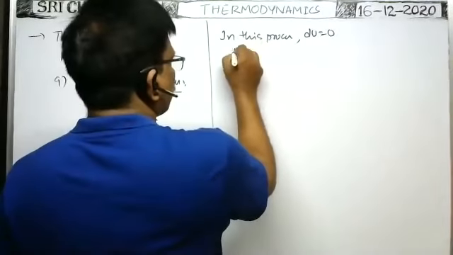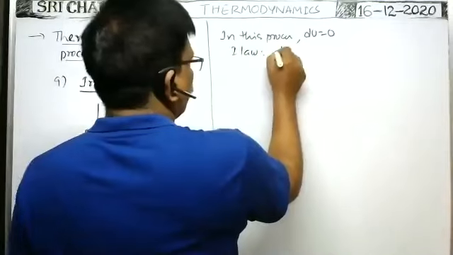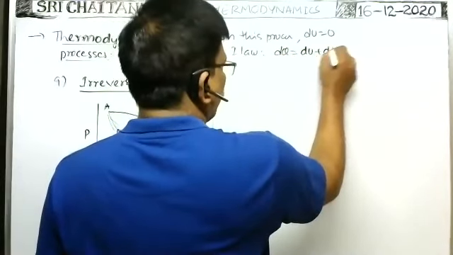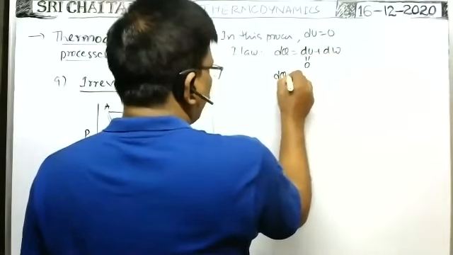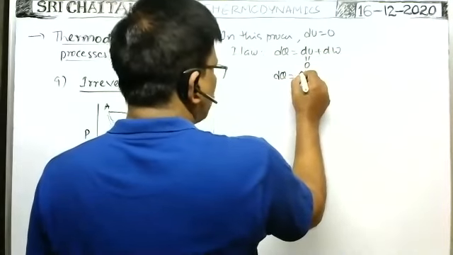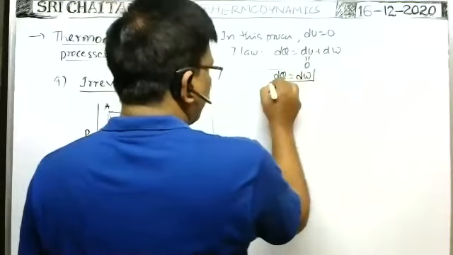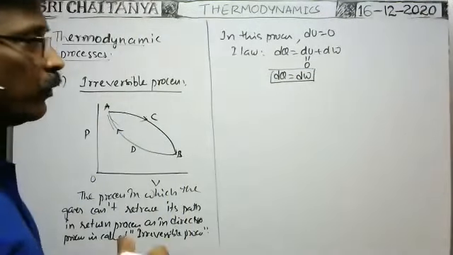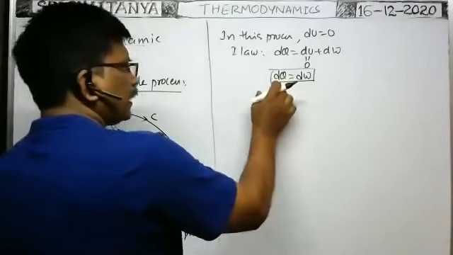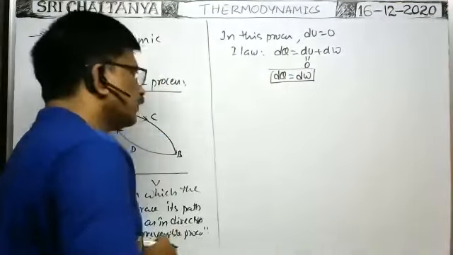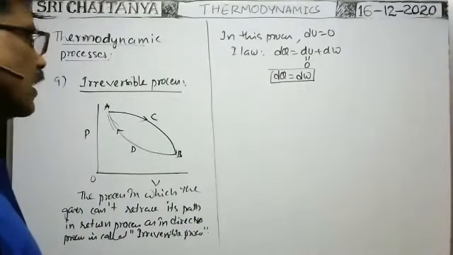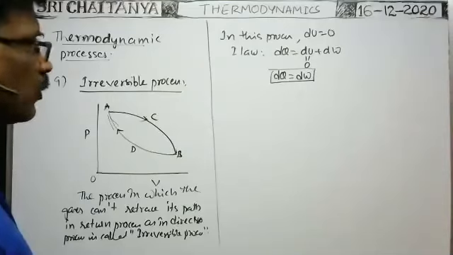So here from the first law, dQ is equal to dU plus dW, no? As dU is equal to 0, therefore in the irreversible process, the amount of heat energy supplied is equal to the amount of net work done on the system. That is the first law of thermodynamics in the irreversible process.